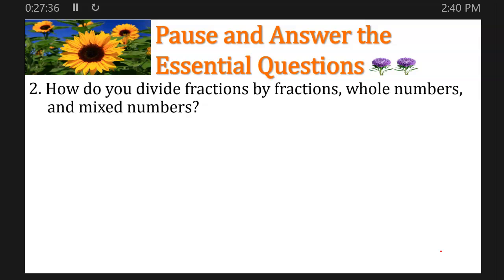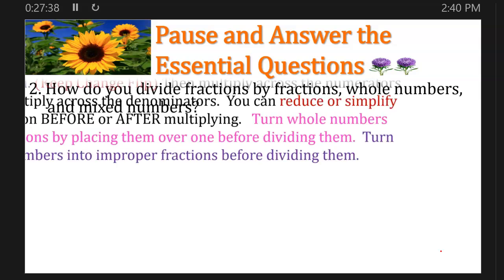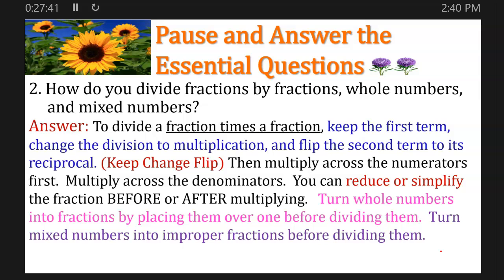How do you divide fractions by fractions, whole numbers, and mixed numbers? So to divide a fraction by a fraction, keep the first term, change the division to multiplication, and then flip the second term to its reciprocal, the keep, change, flip rule. Then multiply across the numerators first, multiply across the denominators. You can reduce or simplify the fraction before or after multiplying. Turn the whole numbers into fractions by placing them over 1 before dividing them, and turn any mixed numbers into improper fractions before dividing them.